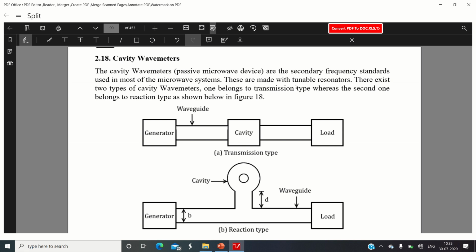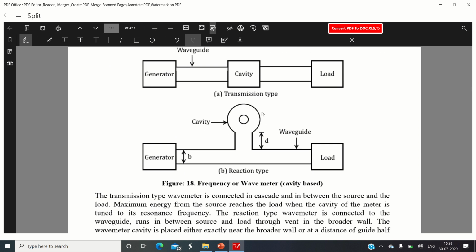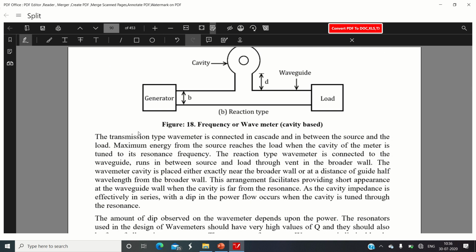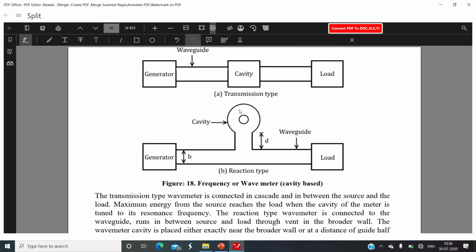These are made by making use of a tunable resonator. So please remember, already we discussed what we mean by resonator. And cavity wave meters or frequency meters are nothing but tunable resonators. There exist two different types of wave meter. The first belongs to a type called a transmission type, and the second one we call a reaction type wave meter. Okay, so the transmission type wave meter over here is connected in cascade between the source, that is a generator, and the load. The maximum energy from the source will reach the load only when the cavity of the meter is tuned to the resonating frequency, right?